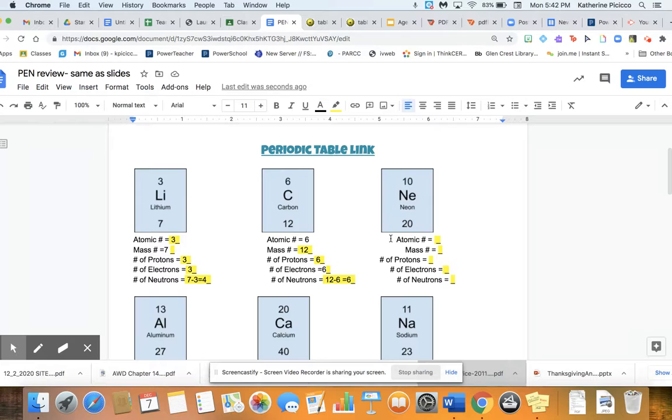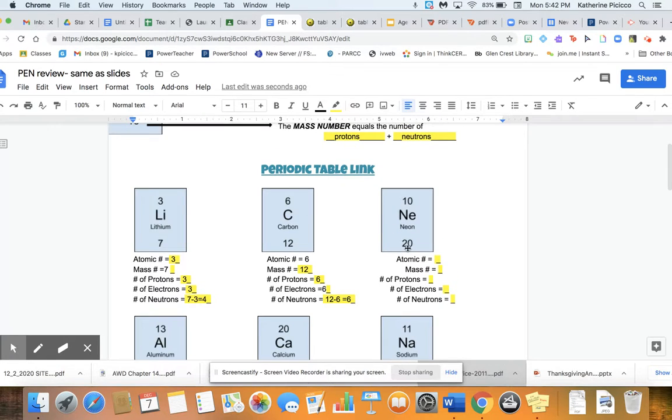Let's do neon. For neon, the top number is the atomic number, so that's going to be 10. Because I know the top number, I also know protons and electrons. Then my mass number is a total of 20. So all I'm going to do to get neutrons is take this big number, 20, minus the top number, 10. So 20 minus 10 equals 10. So this atom has 10 neutrons, okay?